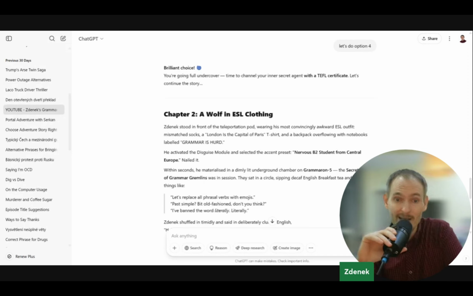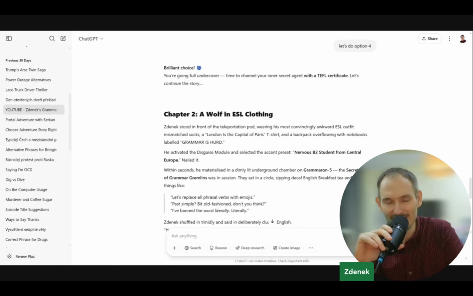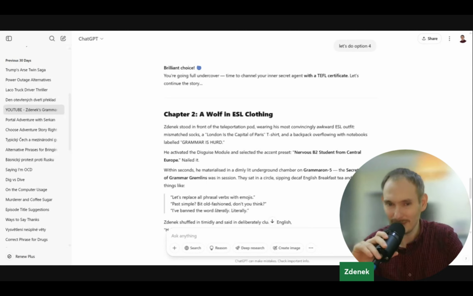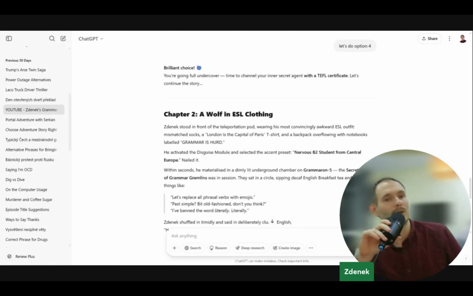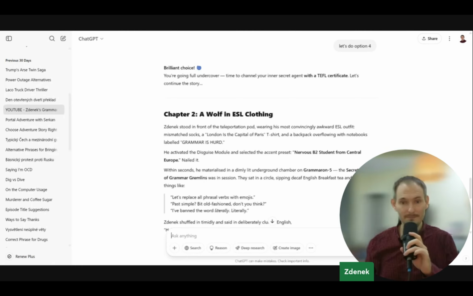I'm also apparently wearing mismatched socks. A London in the capital of Paris t-shirt. Sorry, London is the capital of Paris t-shirt. What? London is the capital of Paris? That doesn't sound like it makes any sort of sense, right? London is the capital of the UK, as far as I know, and Paris is the capital of France. What the hell is going on there? But mismatched socks, that could actually happen. That's quite realistic. Yeah, I'm not always careful enough, right? I can be a bit, what's the word I'm looking for? Absent-minded, let's say. Yeah, it can happen.